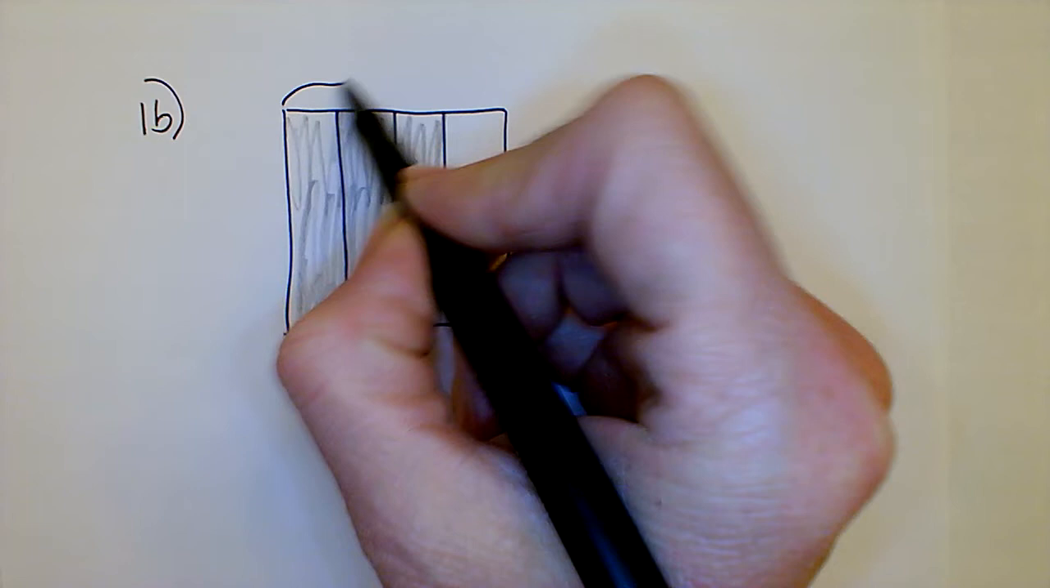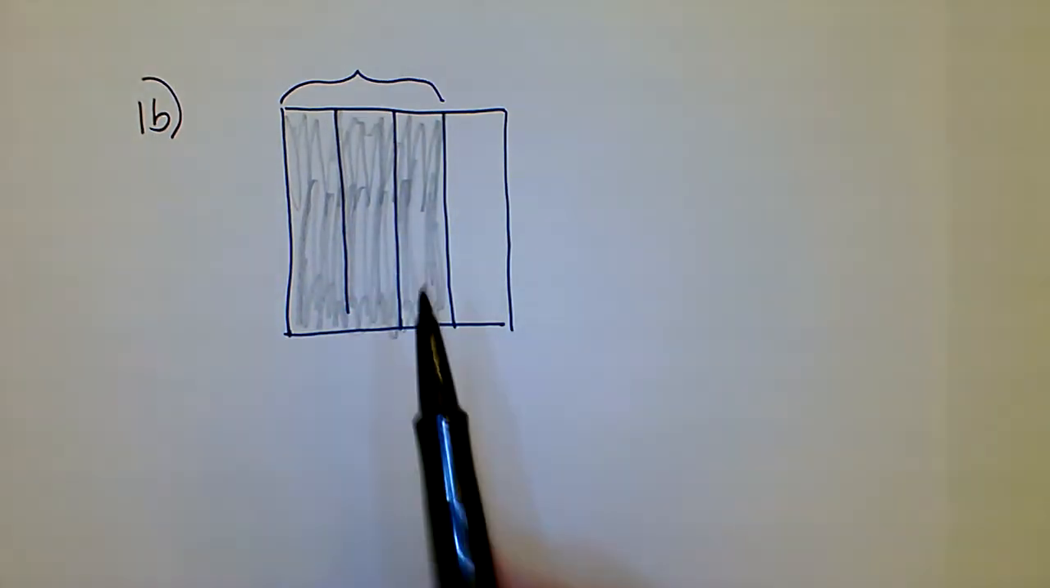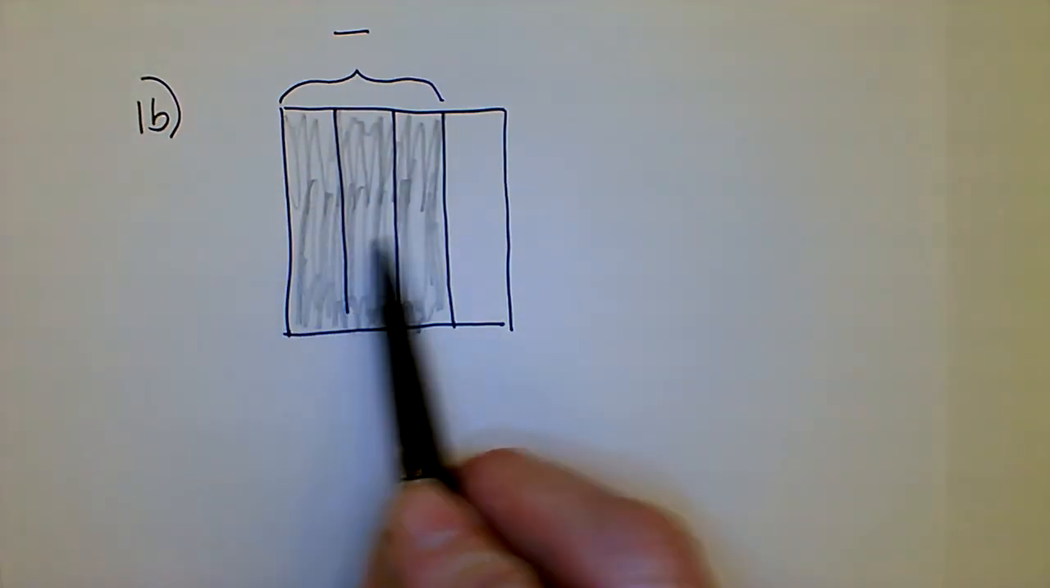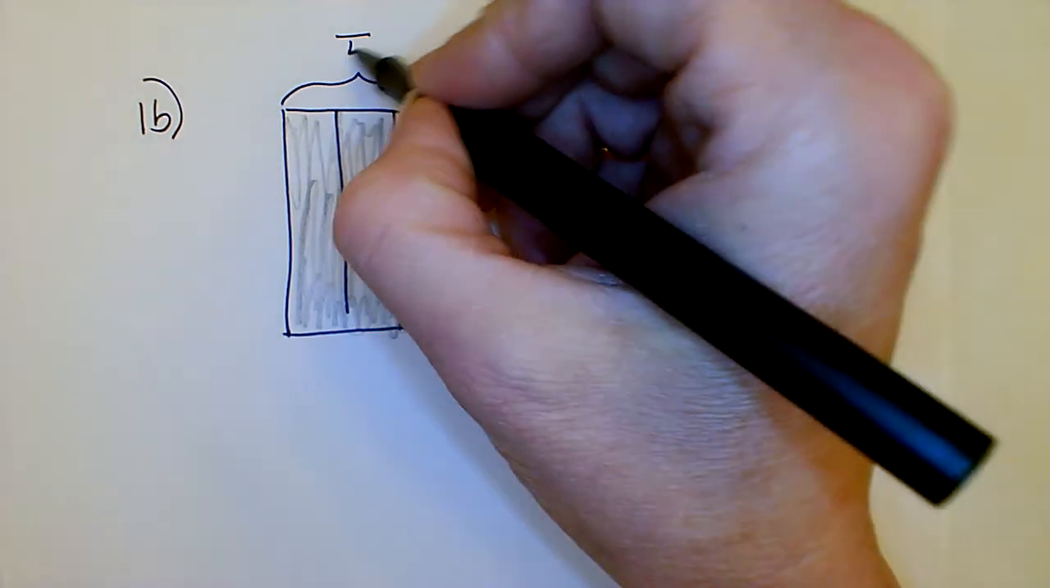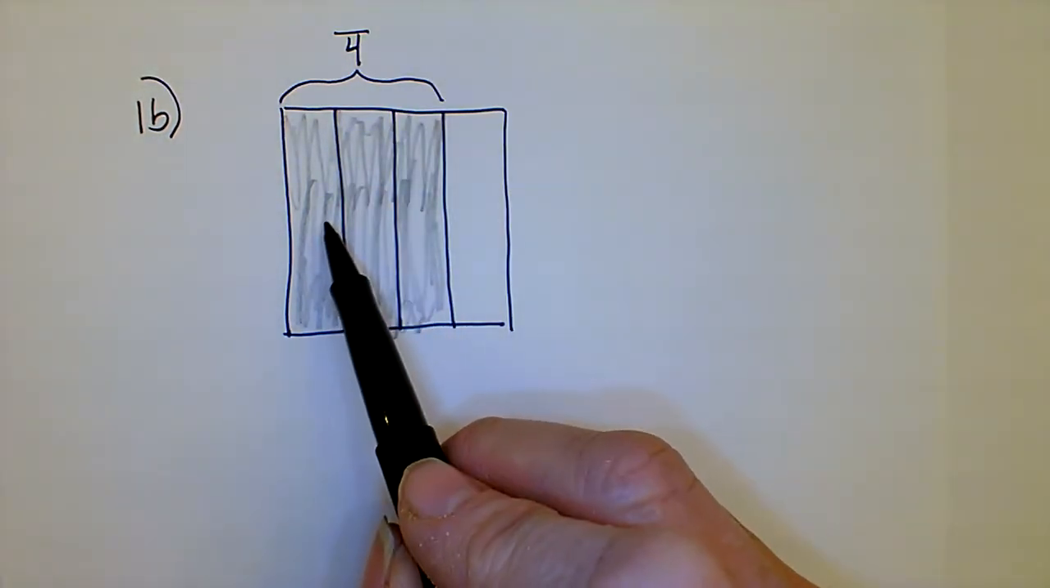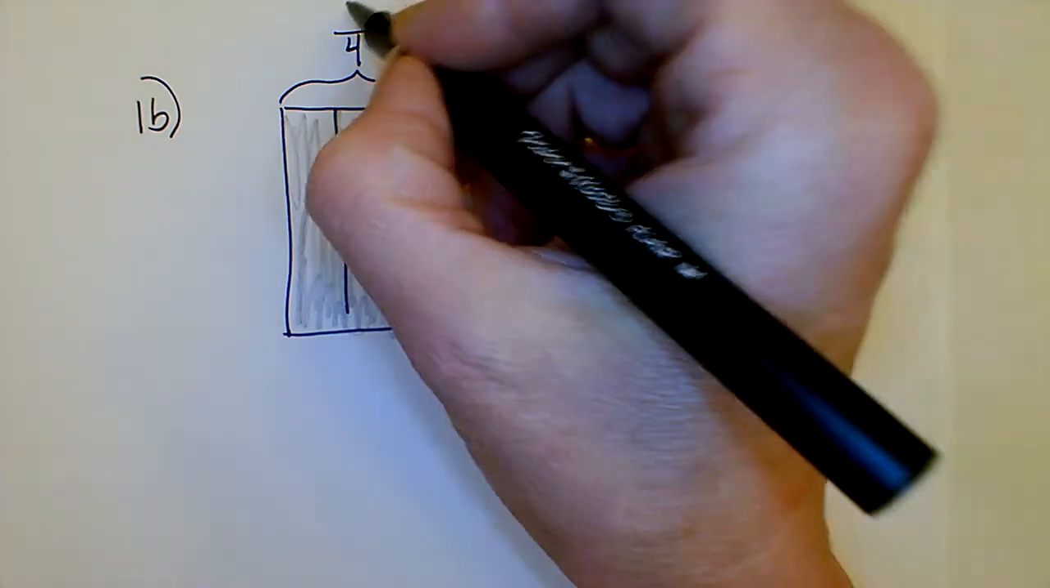So if I wanted to write the fraction for this, remember my denominator is going to be the number of pieces that make up the whole, 1, 2, 3, 4. And then my numerator is going to be the number of pieces I have, or the number that are shaded, 1, 2, 3.